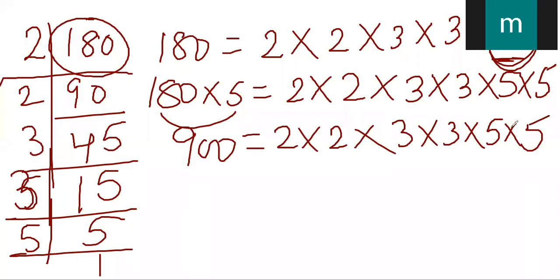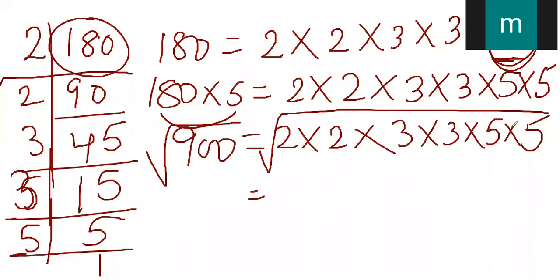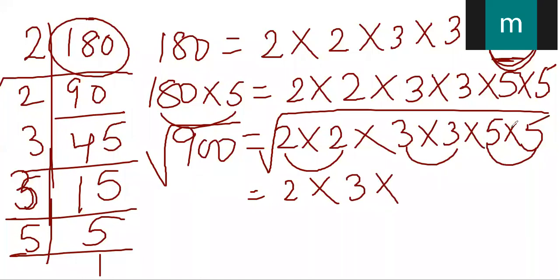Right? Now what do we have to find out? The square root of 900. That means the square root of this. So 2 will be written a single time. Then 3. It will come outside the square root. Then 5.